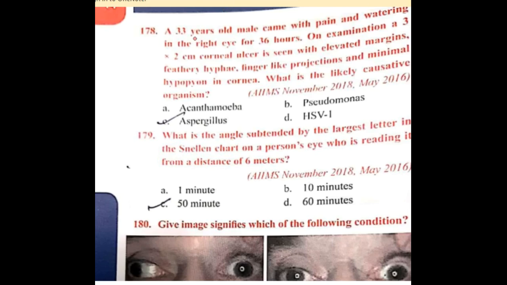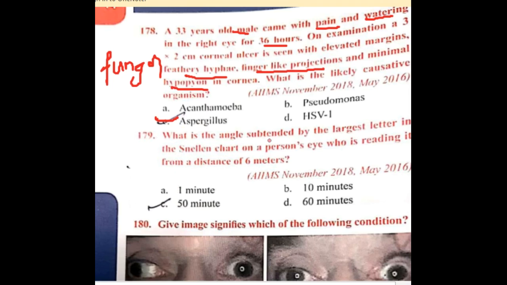Next question. A 33-year-old male came with pain and watering in the right eye for 36 hours. On examination, a 3 into 2 centimeter corneal ulcer is seen with elevated margins, feathery hyphae, finger-like projections and minimal hypopyon in the cornea. See, finger-like projections, feathery hyphae, minimal hypopyon, all these point towards a fungal corneal ulcer. Here in the given options, Aspergillus is the only fungal cause of corneal ulcer.